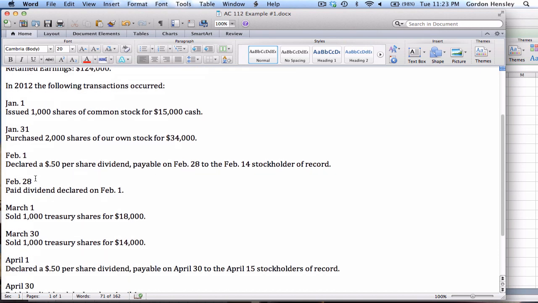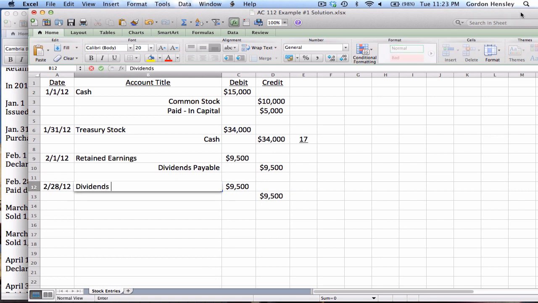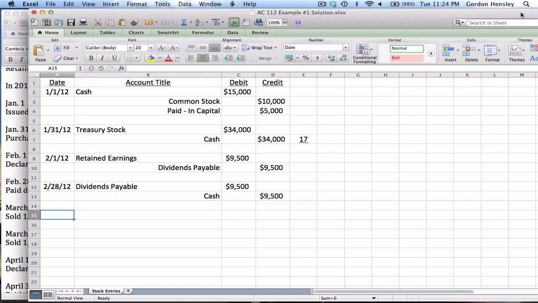Now the next transaction is on February the 28th, and this is a very simple transaction. We're just going to pay for the dividend that was declared on the 1st. So in this case, this will be February 28th. We're going to pay this $9,500. Now, previously I had credited dividends payable. Well, now because I'm settling this liability, I want to debit. And I'm going to pay for that with cash. So I'll credit cash. So that will remove the liability and show that I have spent $9,500 cash.